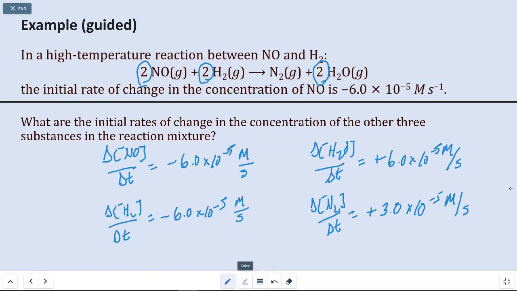Not asked here, but could be asked other places. What is the rate of the reaction itself here, given these 4 values? Anyone have a guess? Yeah. When in doubt, go with the coefficient of 1. So that'd be the nitrogen in this case. So the rate of change will be 3 times 10 to the negative fifth molar per second.